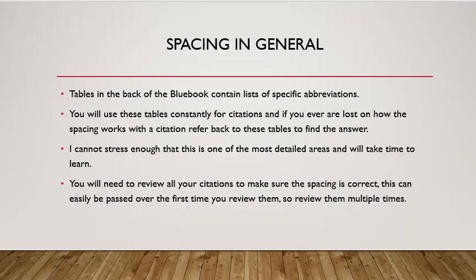Spacing in general. Tables in the back of the Blue Book contain lists of specific abbreviations. You will use these tables constantly for citation, and if you're ever lost on how the spacing works with a citation, refer back to these tables to find the answer. I cannot stress enough that this is one of the most detail-oriented areas and will take time to learn. You will need to review all citations to make sure the spacing is correct. This can easily be passed over the first time you review them, so review them multiple times.